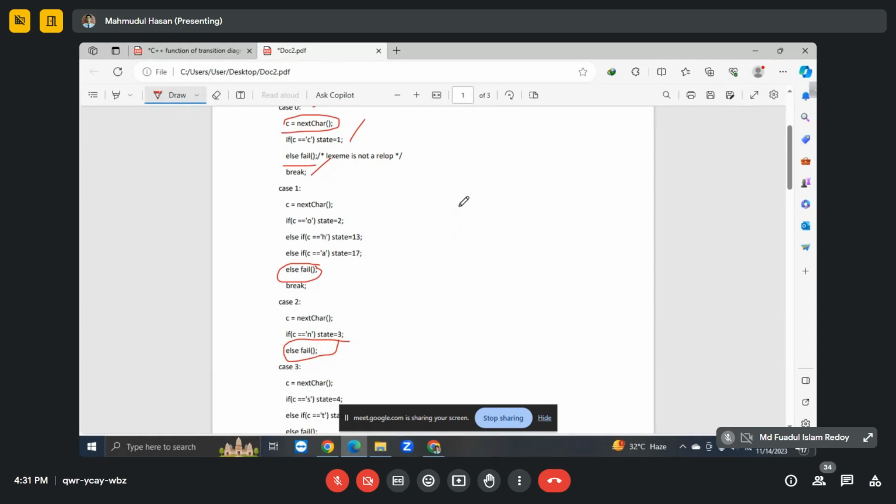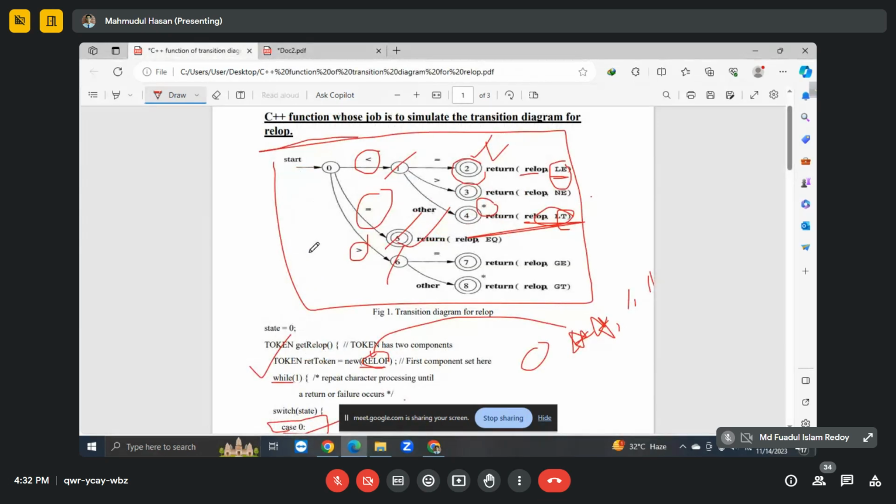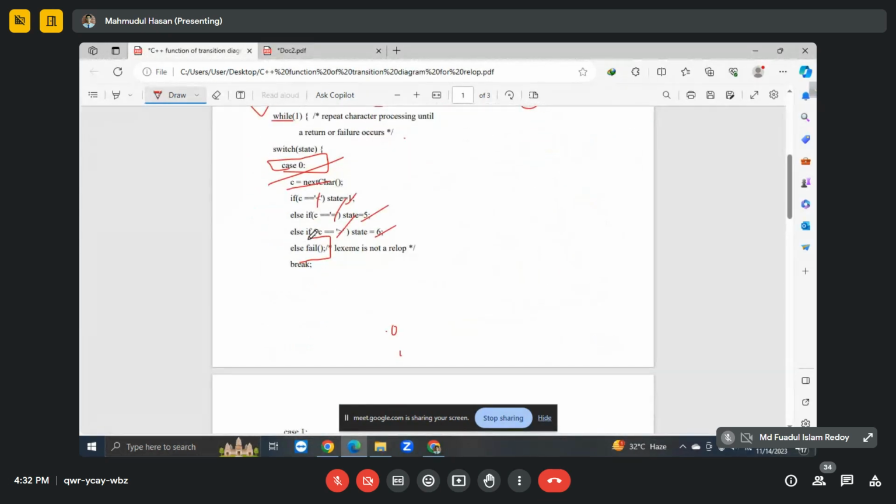Suppose this one. If you get the first character, I think the first character is enough to say it is a relational operator. Even if you don't get this one or this one, it is still a relational operator. That's why, in the previous code, fail is called only one time.